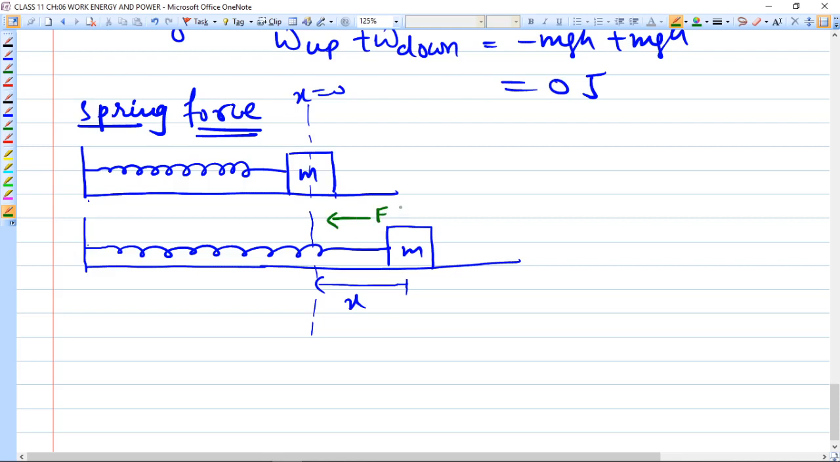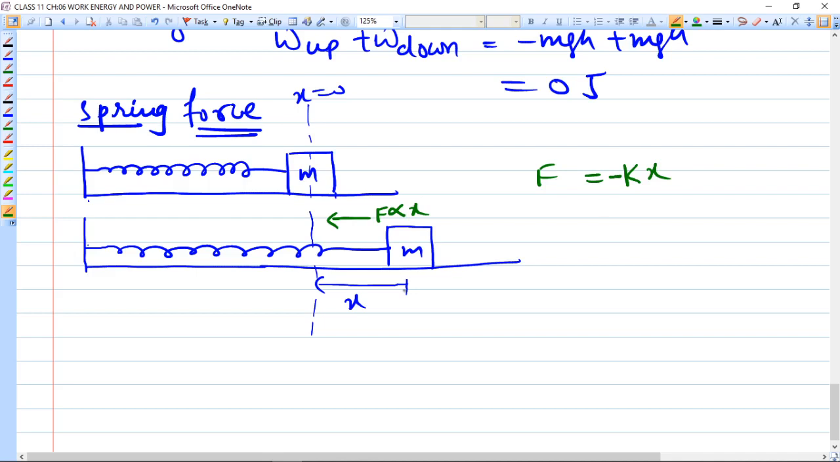Okay, that force is proportional to displacement. Whatever you stretch, the more the force will get generated. If you want to remove this proportionality sign, then you have to put one constant k. It is called the spring constant, and it depends on the type of material of the spring. I will write F equals minus k x.